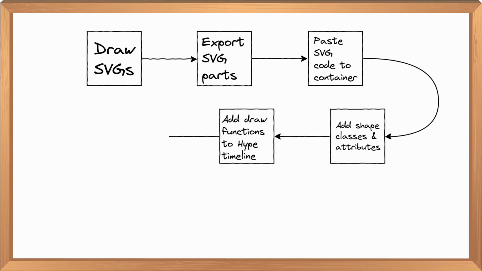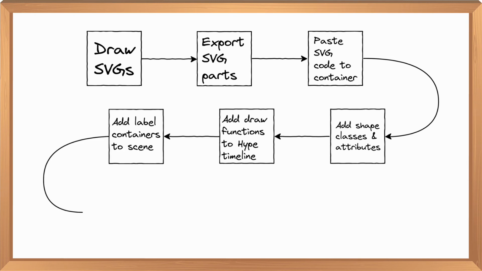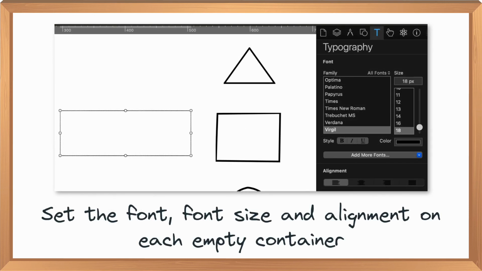So just like before, we need to add empty elements to the scene at the locations we want to insert animated labels. These containers should really be empty. I know that seems strange, but don't worry, we'll add the text programmatically later. However, you do need to set the properties on this container. In this case, that means selecting the font and font size you want to use. We set these properties in the typography inspector.